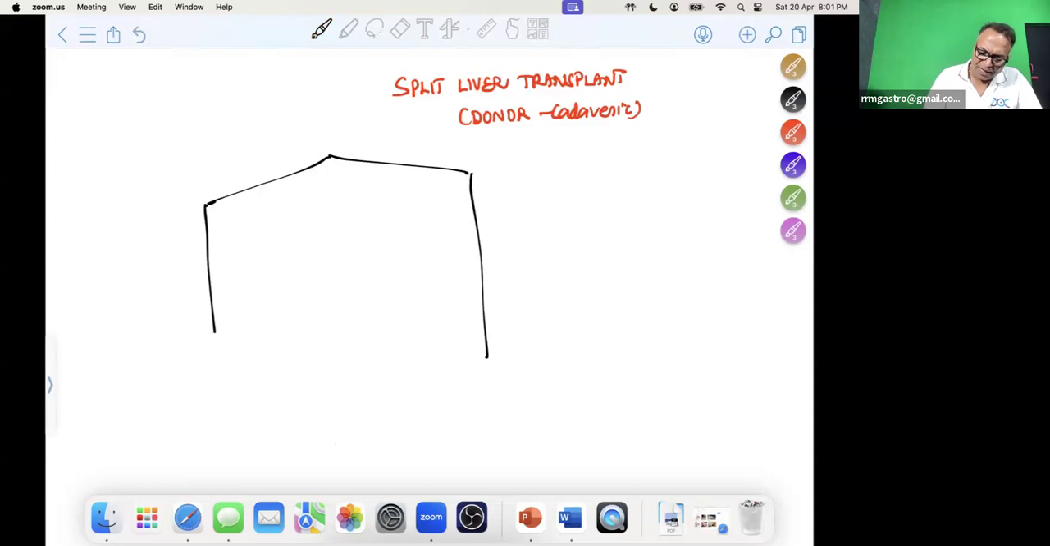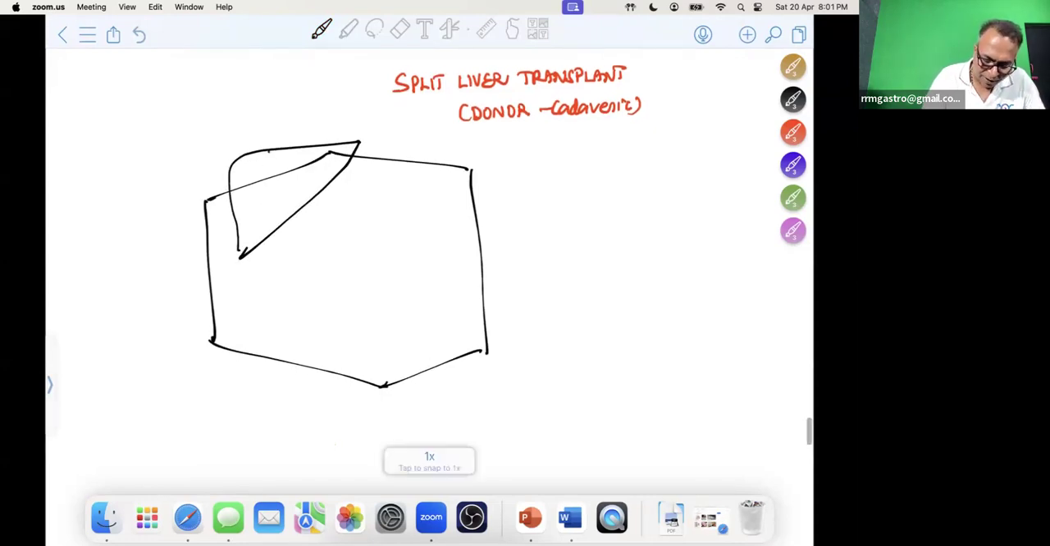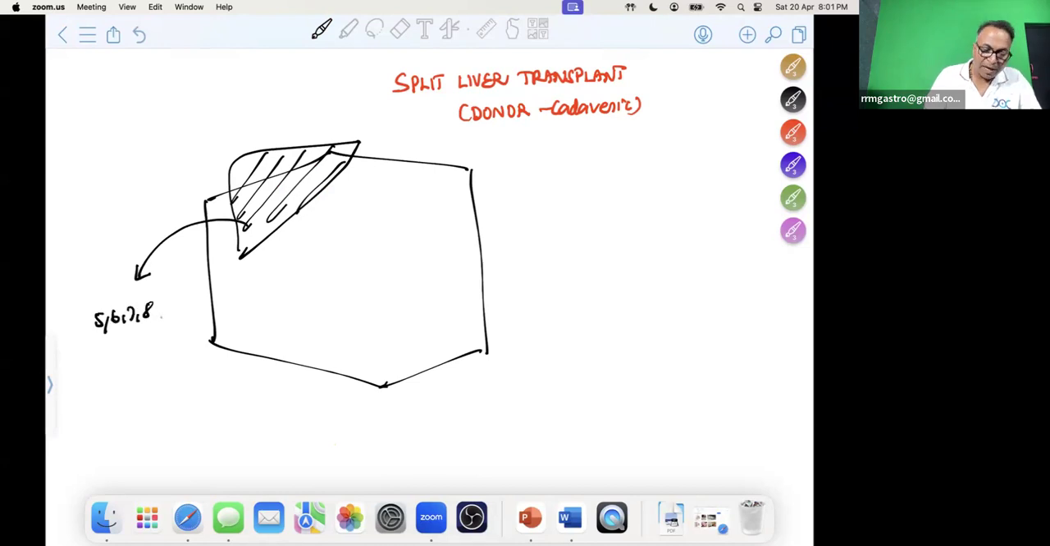Now the patient is brain dead. I am going to retrieve the liver. When I retrieve this liver, I am going to use it in 2 separate places. 5, 6, 7, 8 can be given to an adult, or even 4, 5, 6, 7 to an adult, or 2 and 3 to a child. Or I can give 5, 6, 7, 8 to a bigger adult and 2, 3, 4 to another, small adult.